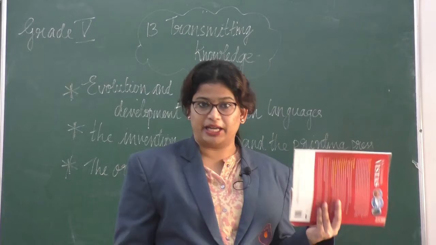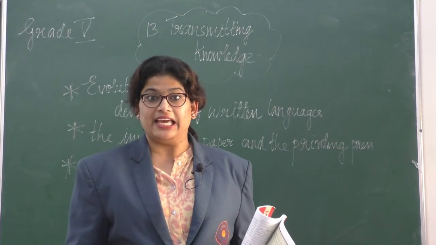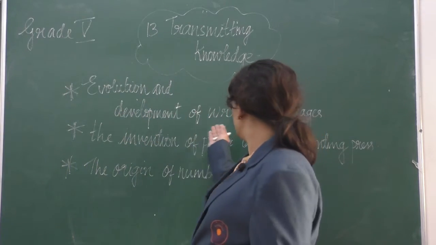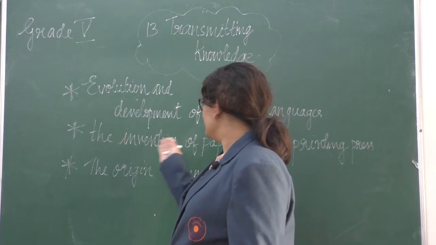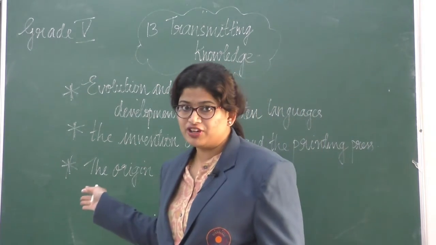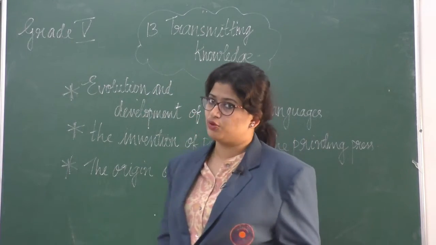Today I am here with the mind map of chapter 13, Transmitting Knowledge. In this chapter we have studied about the evolution and development of written languages, the invention of paper and printing press, and the origin of numbers. Let us do a very quick recap of all these topics.